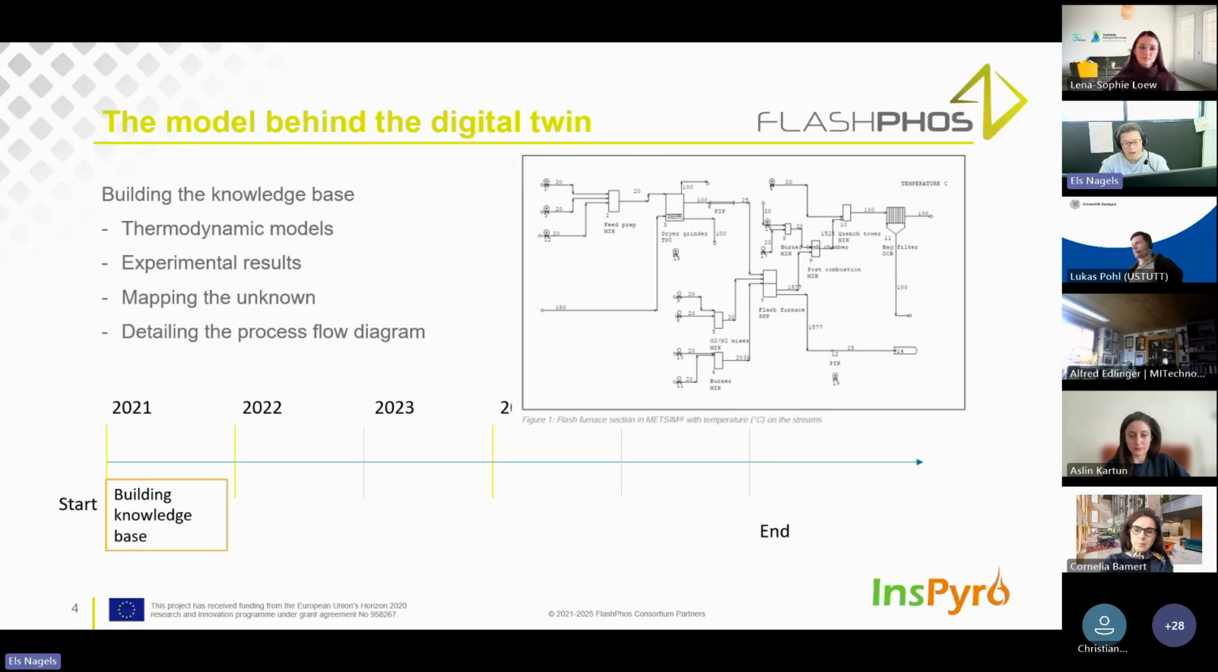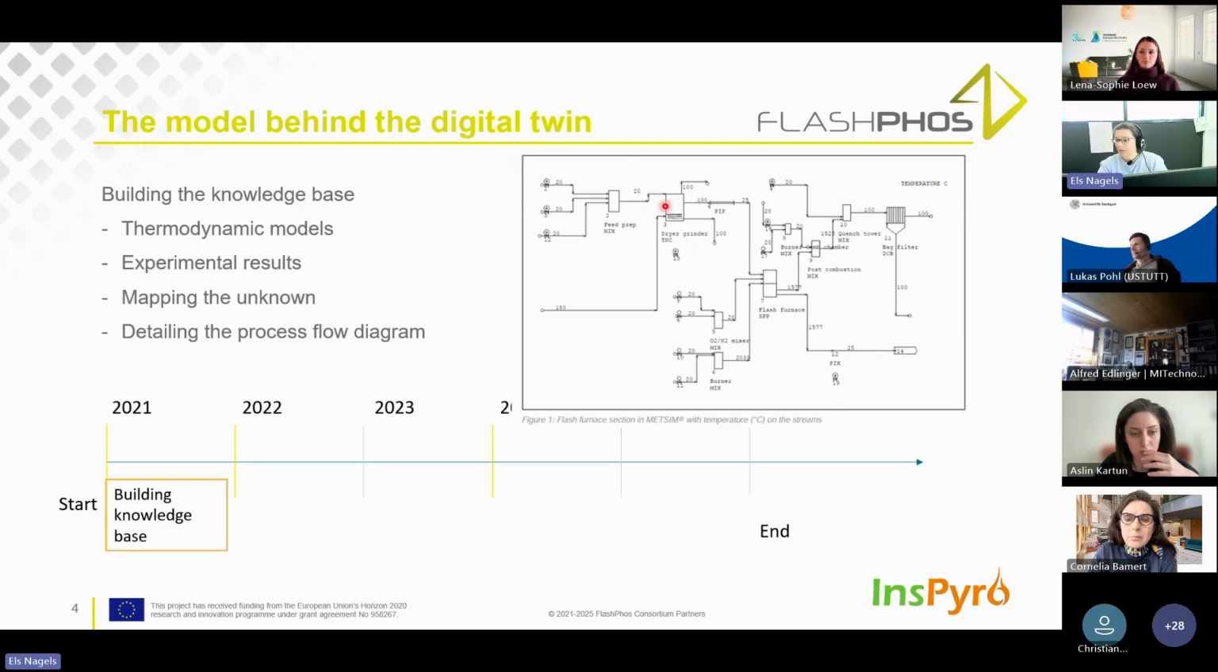But then once you start doing that, the goal is to make a digital twin, so you need to start collecting and you need to start detailing the process flow diagram, and that's what you see here on the right graph. This is just a glimpse. The model is much larger than this, but here we have some important parts. So you have the feed preparation on the left top.